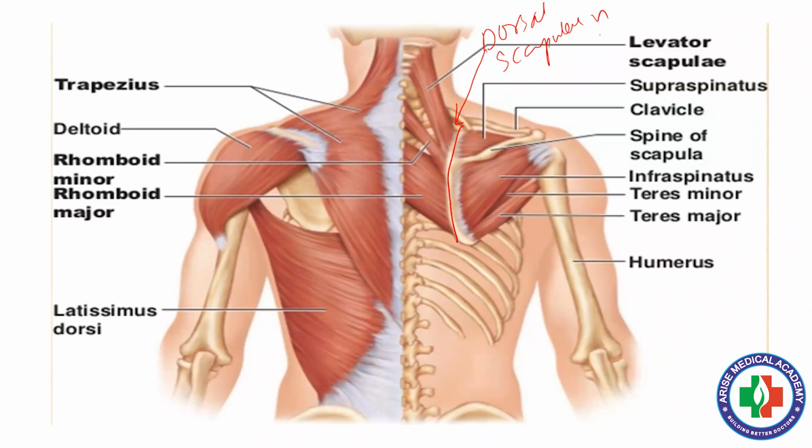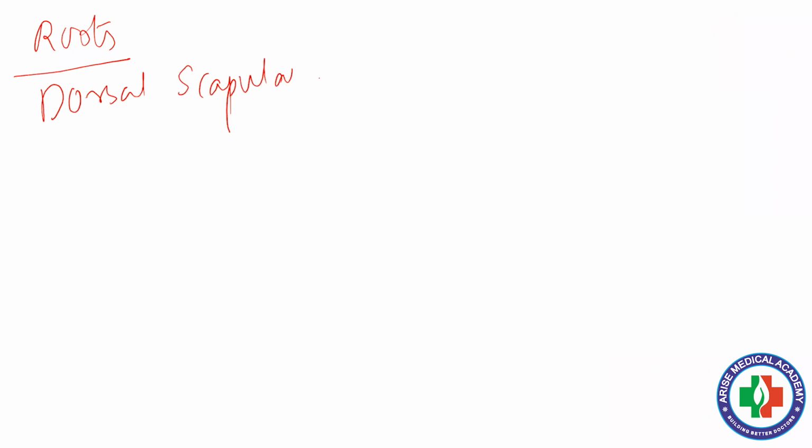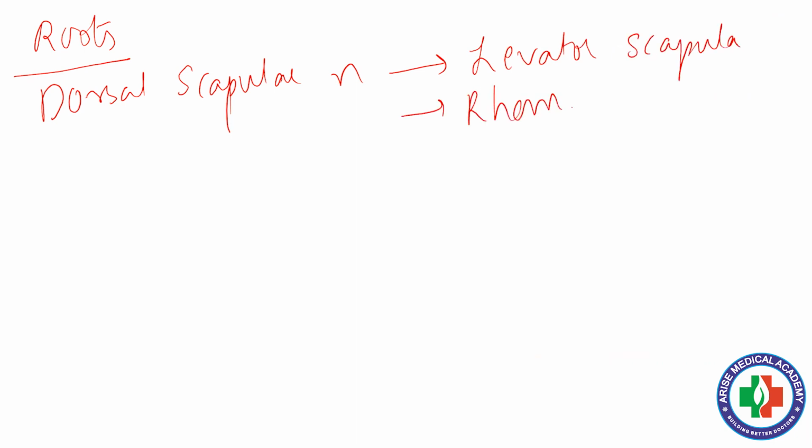So the first thing I want you to understand is from the roots we have the dorsal scapular nerve. And what does it supply? It supplies the levator scapulae muscle. It supplies the rhomboid muscles, the rhomboid major and minor. All these muscles attached to the medial border on the dorsal side of the scapula are supplied by the dorsal scapular nerve. So that is the first part of the brachial plexus.